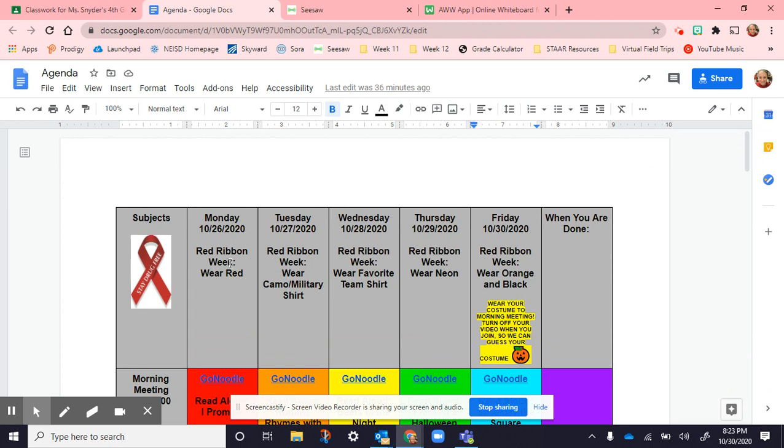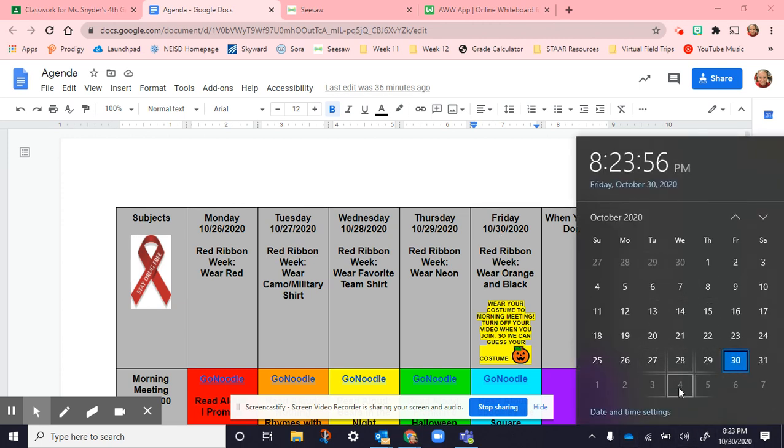So we finished up Red Ribbon Week. And then next week again is a big testing week. We've got 3 benchmarks, Wednesday, what's the 4th? 4th is Wednesday. So the 4th, the 5th, and the 6th. So Wednesday, Thursday, Friday, we'll be testing.